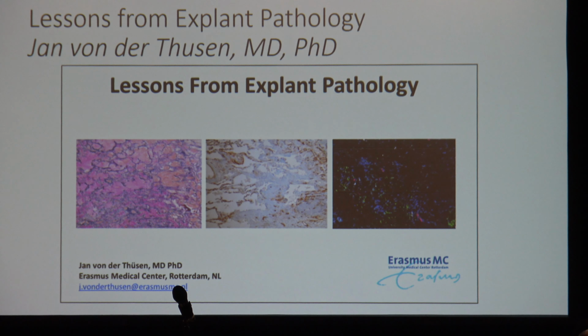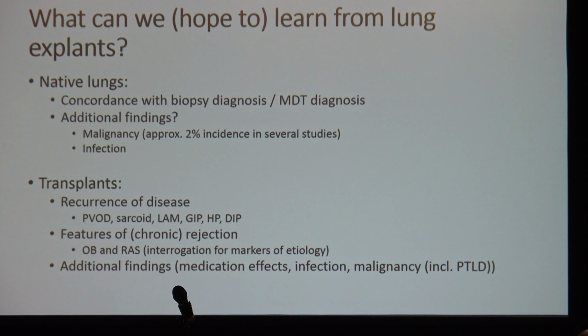Then Jan van der Thusen took us through explant pathology. What can we learn from our explants? These provide a large amount of tissue. And for the native lungs, when they come out, is what we see in the native lung, does it correspond to what we saw in the VATS biopsy? And are these two, are we doing a good job on our biopsies? And are those correlating with what comes out?